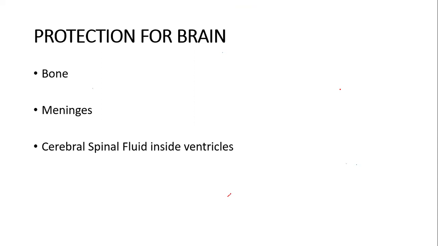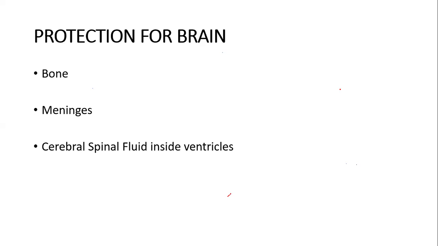So, protection of the brain. The brain must be protected, and there are three parts that protect the brain, which are the bones, the meninges, and the cerebrospinal fluid inside the ventricles. The cerebrospinal fluid is found in the ventricles, in the cavity.